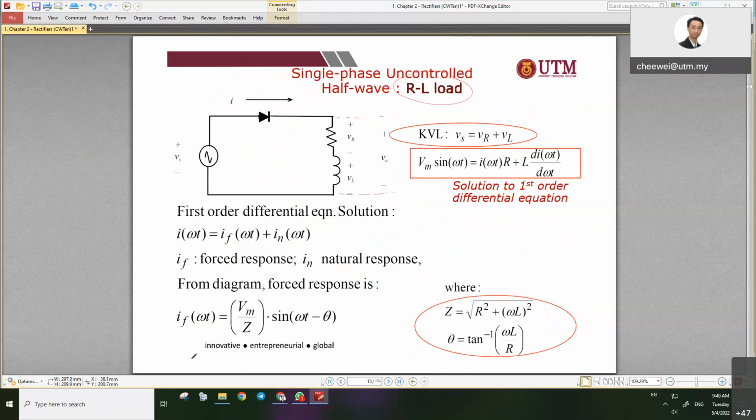That is the story of this RL load. Now we want to see the equations, how we're going to use the equations to calculate. So we always start with the KVL. You see the KVL here, and then we're going to transform it into equations using the first order differential equation.